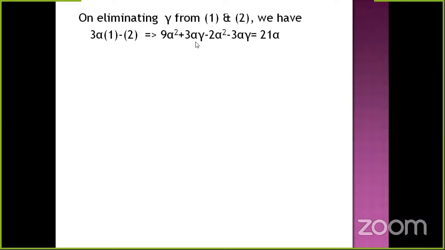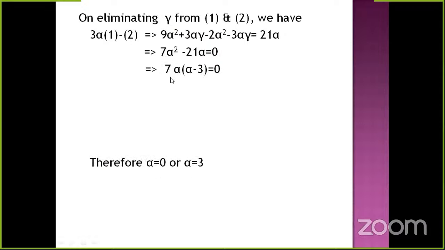I will get 9 alpha square plus 3 alpha gamma minus 2 alpha square minus 3 alpha gamma is equal to 21 alpha. Here 3 alpha gamma plus and minus get cancelled. So 9 alpha square minus 2 alpha square, that is 7 alpha square minus 21 alpha equal to 0. So I can take 7 alpha common from this: 7 alpha into alpha minus 3.